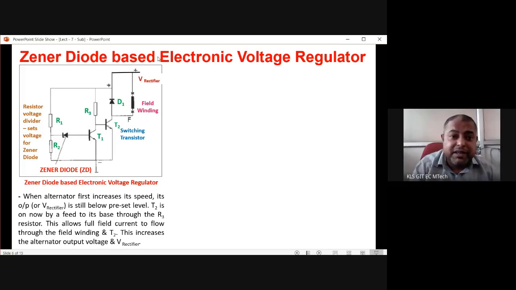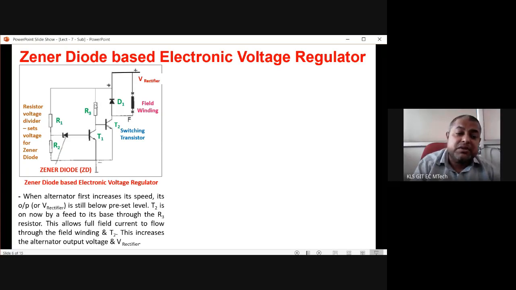Now when the V rectifier increases, what happens is, how much is this voltage? V rectifier into R2 divided by R1 plus R2. That voltage also will increase. So as soon as it goes beyond 14.2, suppose it becomes 14.4, at that time this voltage becomes higher. As soon as this voltage becomes higher, this Zener diode starts conducting. As soon as the Zener diode starts conducting, T1 goes into a conducting region.